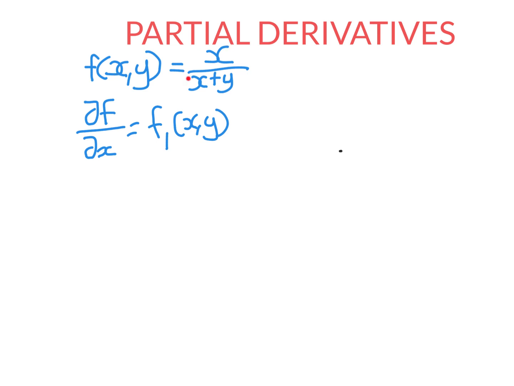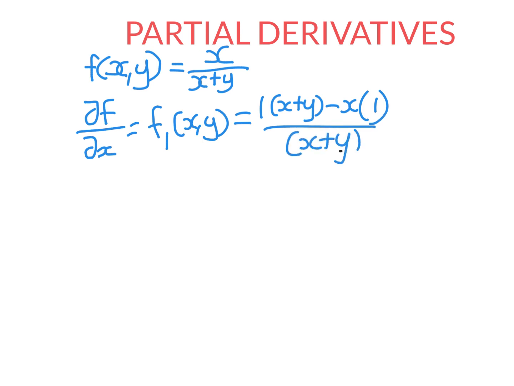So if I want to differentiate this with respect to x, I just treat y as a constant. So how would I differentiate this? I would need to use the quotient rule. The quotient rule is the derivative of the top times the bottom, minus the top times the derivative of the bottom. So the derivative of x plus y, treating y as a constant, would just be 1. And that'll be all over x plus y squared.